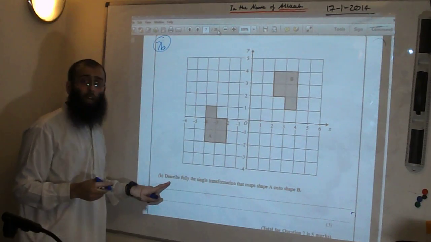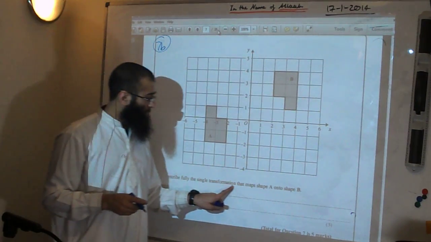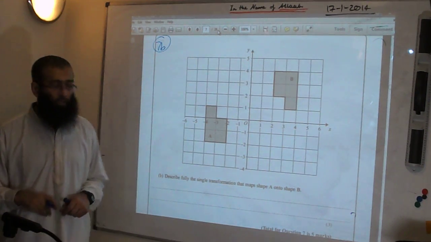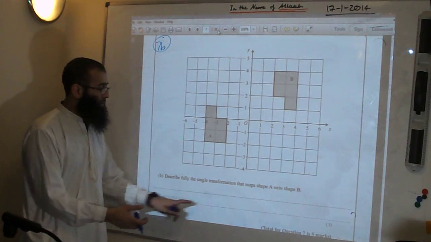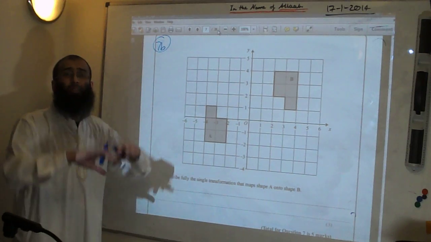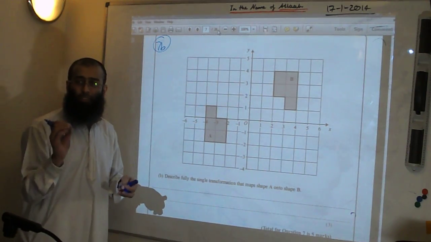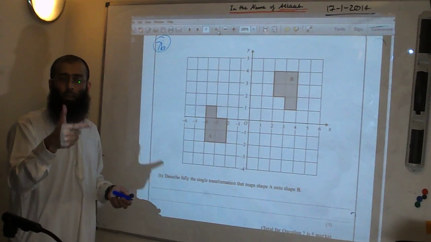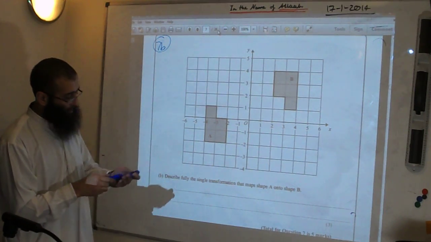Right, it goes: describe fully the single transformation that maps shape A onto shape B. Let me tell you a common response by students: transformation. You can't use the word transformation in the answer. Transformation means generally, so you've got to give the specific type of transformation, i.e. is it translation, enlargement, rotation or reflection. So let's have a look at the shape here.